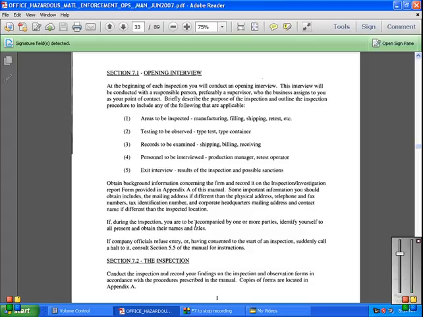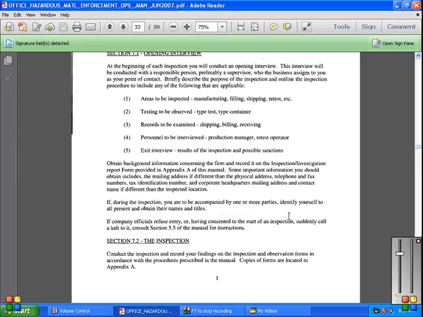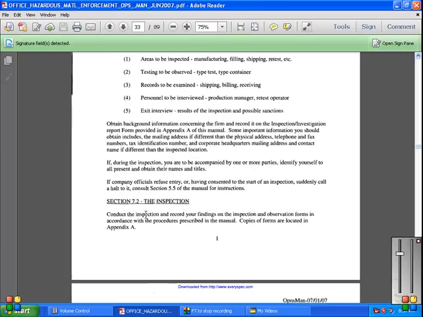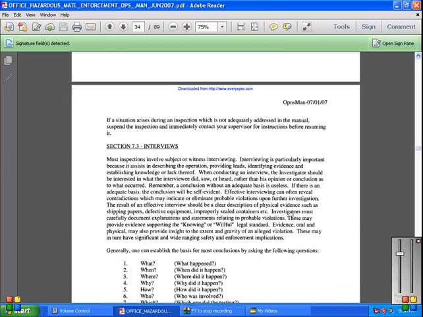If company officials refuse entry, having earlier consented to the inspection, stop and consult Section 5.5 of the manual. Section 7.2. Inspection: conduct the inspection and record the foundation of the inspectional observations in accordance with the procedure prescribed in this manual. Copies of forms are located in Appendix A. If a situation arises during the inspection that is not adequately addressed in this material, suspend the inspection, and immediately contact your supervisor for instructions before resuming it.